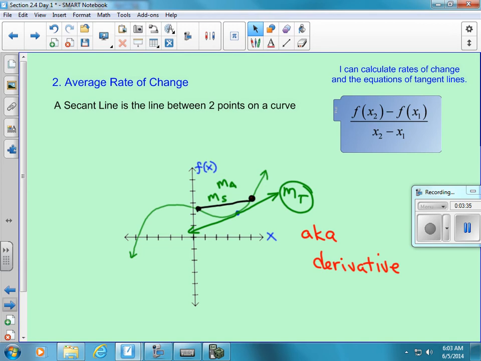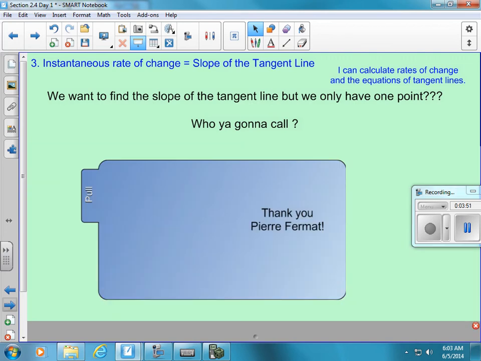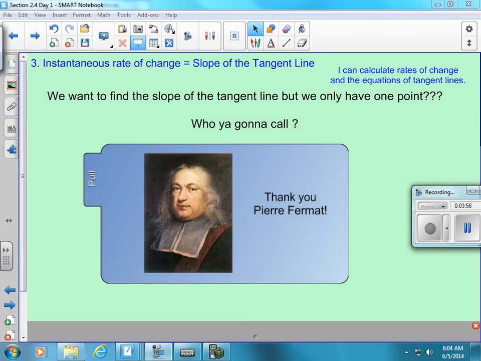Okay, so the secant line is the slope equation we're used to between 2 points. The tangent line is when you only have 1 point. And so if you want to find the slope of that tangent line, but you only have 1 point, who are you going to call? Well, some people call Pierre Fermat, and his picture's gone. Hold on. There he is, good old Pierre.